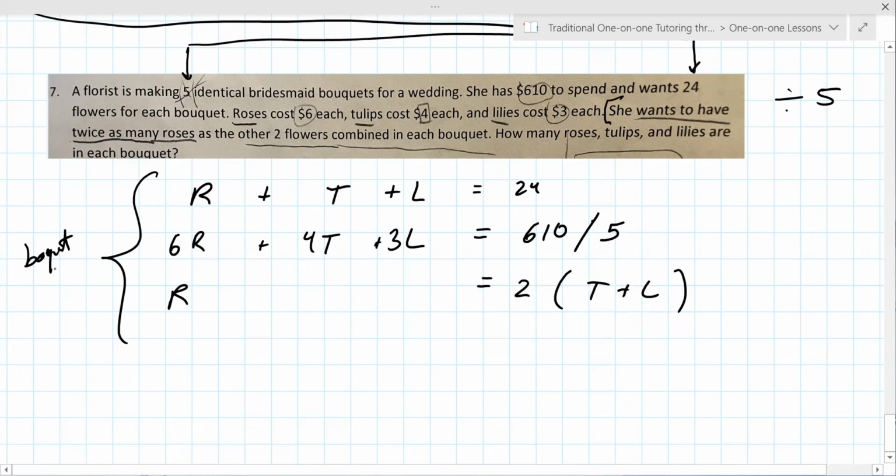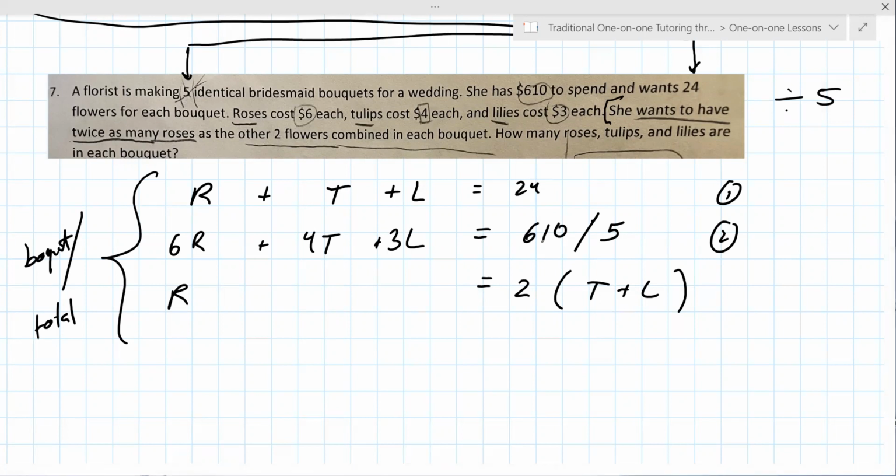So I guess the question is whether to do the bouquet or the total for this. And it's these first two equations that you would have to modify depending on how you wanted to do it, because if I divide the second by 5, now all of a sudden it's for one bouquet, and the 24 is for one bouquet. Whereas before, 24 times 5 was the total, and 610 was the total also. I don't know, is that helpful? Yeah, that makes more sense.